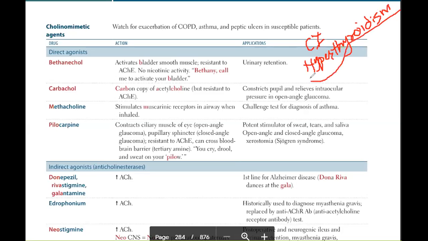Hyperthyroidism. In hyperthyroidism, there is excessive sweating. So you will not give this drug in a patient who has hyperthyroidism. There are certain contraindications. You have to remember them, and they are very important.